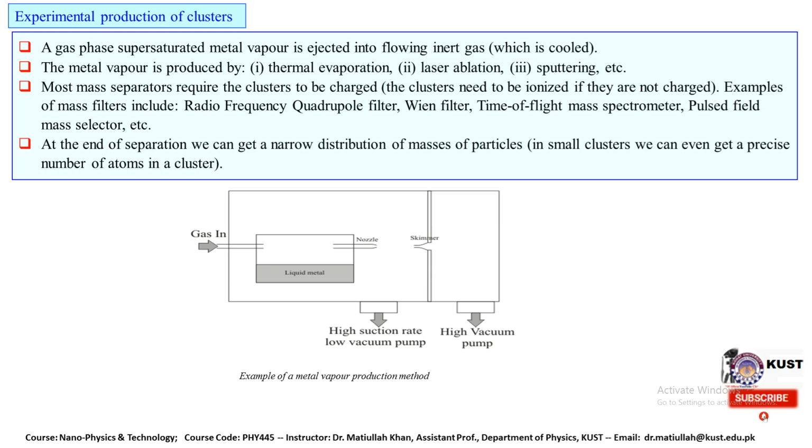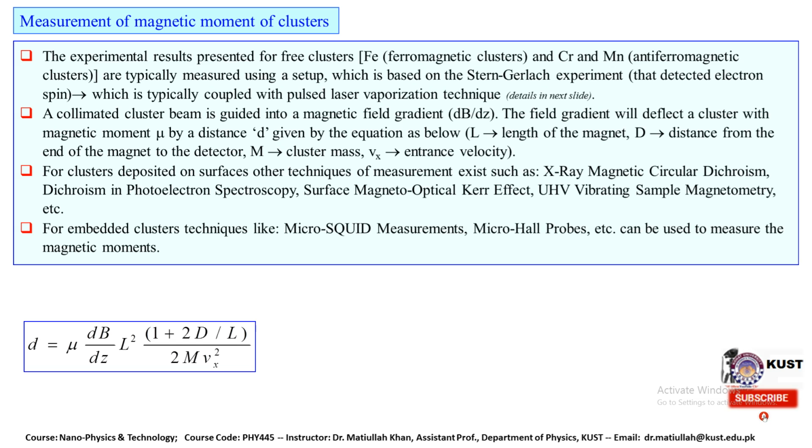So what happens at the end of separation is that we can get a narrow distribution of masses of particles. In the small clusters we can even get a precise number of atoms in the clusters. So, measurement of magnetic moments of clusters: how can we measure the magnetic moment of a cluster?